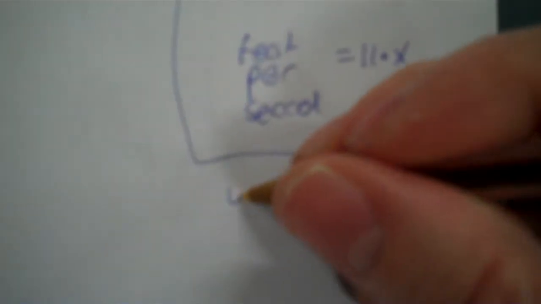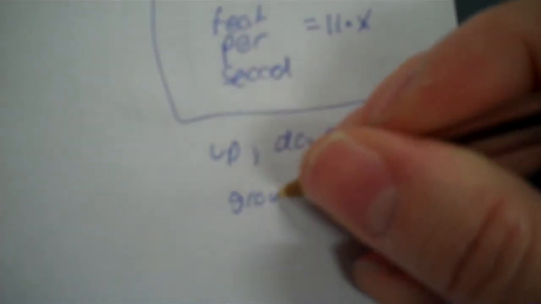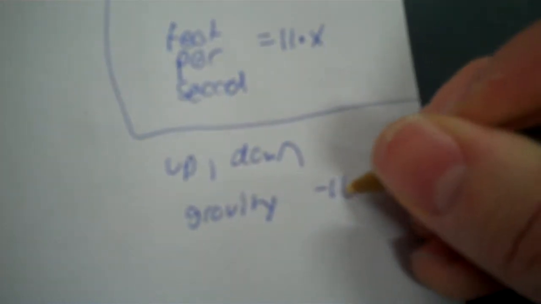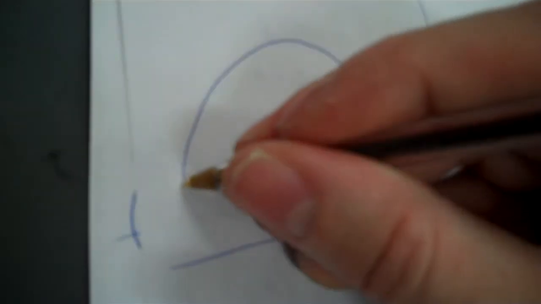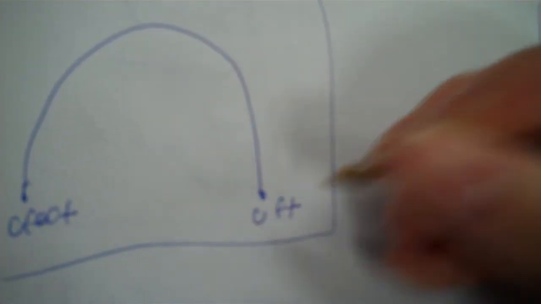Again, that cat's going to go up, he's going to go down, and he's pulled up and down by the force of gravity, which is negative 16. Okay, so 0 feet is where he starts, because you don't see any number before the 11, and you don't see any value after, so 0 feet is where he ends up. Anytime you see this, this is how you set up the equation.